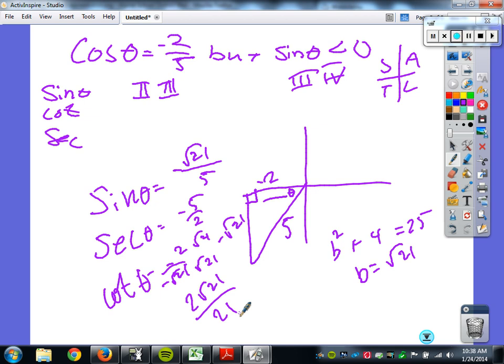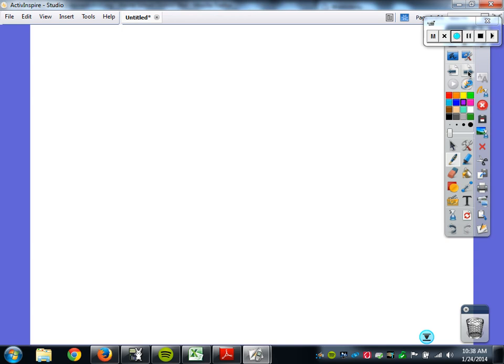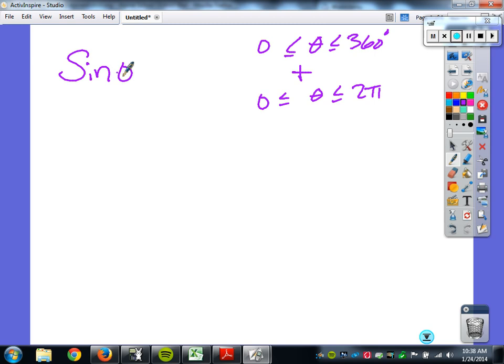All right, next one. Notice I want our answer, theta, to be between 360 and 0 in degrees, and I want our answer to be theta in radians as well, okay? So, I want you to say, okay, if I said, where is sine of theta equal to square root of 3 over 2?